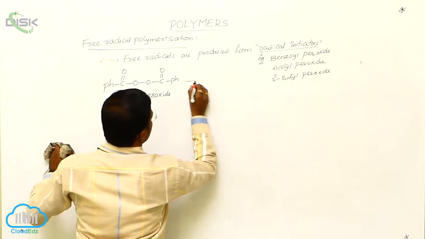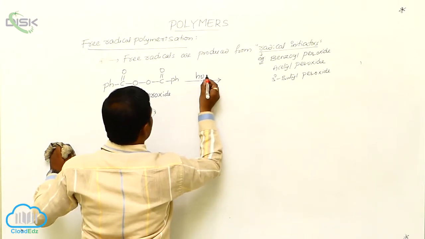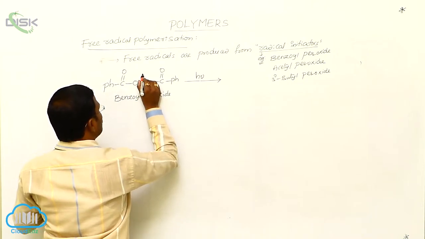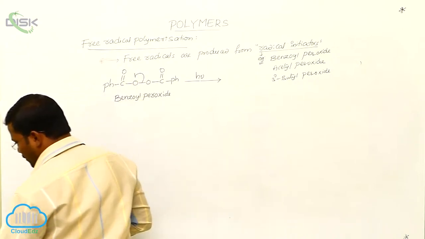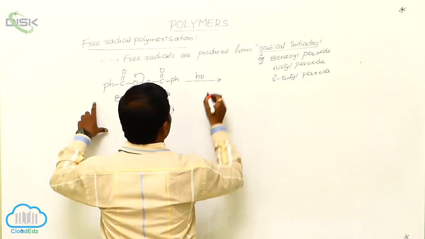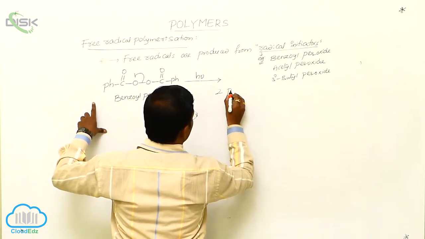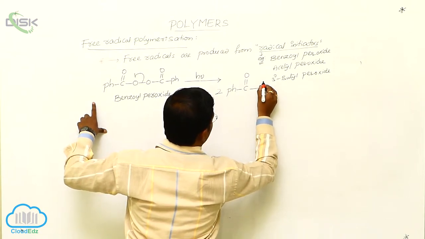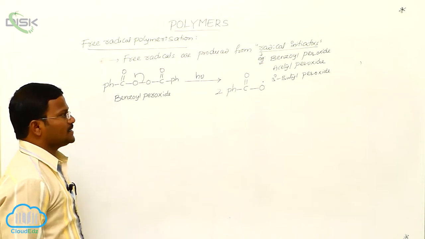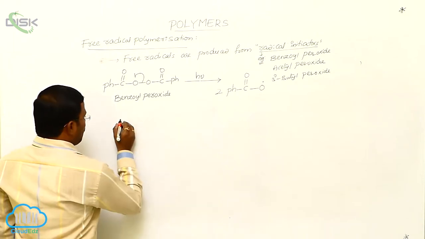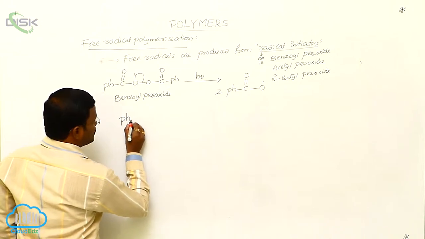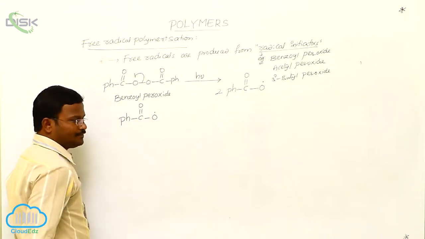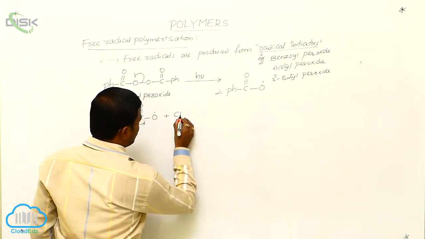Now this benzoyl peroxide, in the presence of sunlight, the peroxy bond present between oxygen and oxygen, this O-O sigma bond, is called the peroxide bond. This peroxide bond undergoes homolytic cleavage to produce 2 moles of PhC=O radical, the benzoyloxy radical.